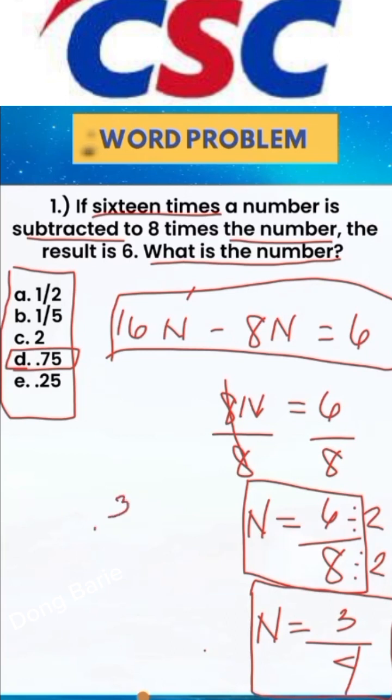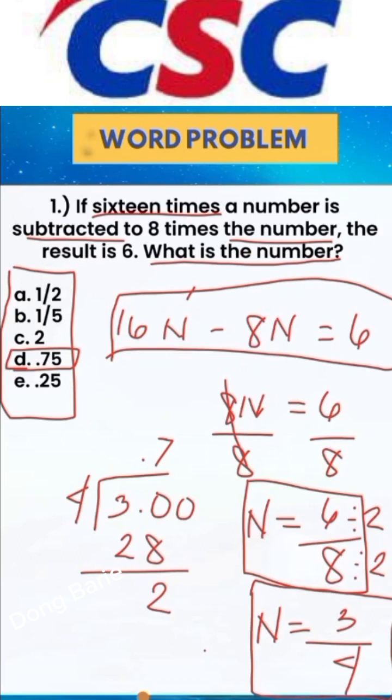So, 3 divided by 4. So, 0 dyan. Naglagay tayo. Okay. Decimal, 0. 30 divided by 4 is 7. 7 times 4 is 28. Okay. So, 2. Maglagay ulit tayo ng 0 dito. 20 divided by 4 is 5. 5 times 4 is 20. So, 20 minus 20 is 0.